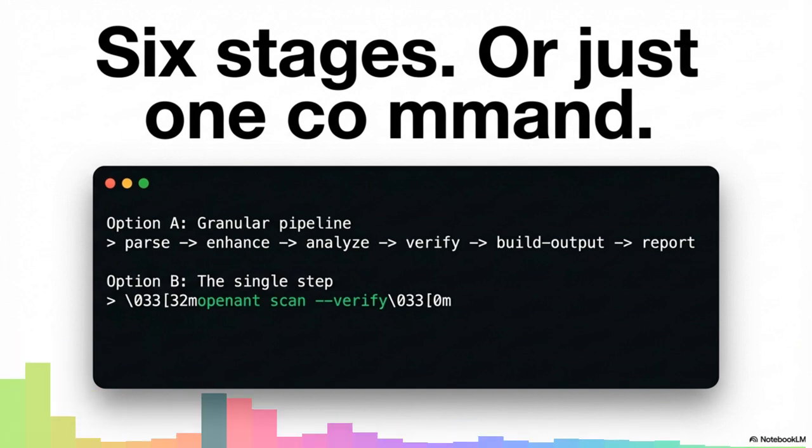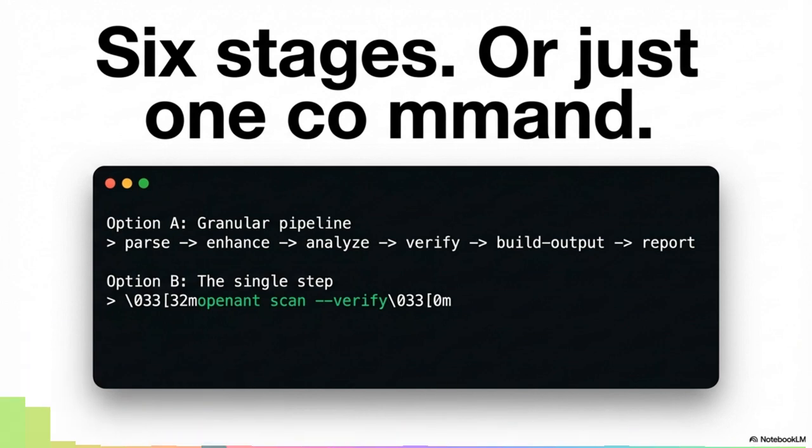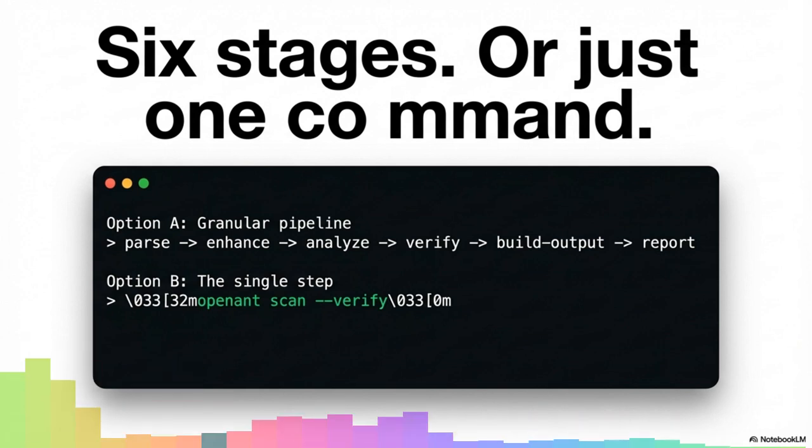Then the enhance phase would be where the tool maps out the dependency trees and data flow, giving the AI the broader context of how a specific function interacts with the rest of the application. Which perfectly sets up the analyze phase.